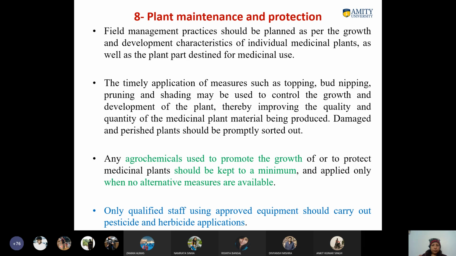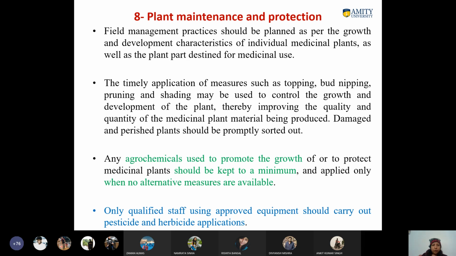Any agrochemicals used to promote the growth of or to protect medicinal plants should be kept to a minimum and applied only when no alternative measures are available. Only qualified staff using approved equipment should carry out pesticide and herbicide application.